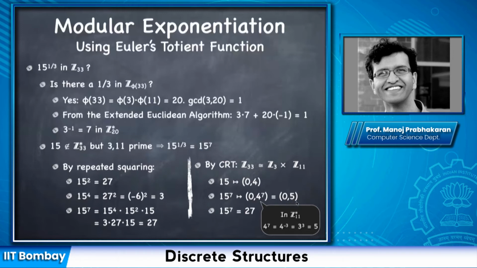And from the (0, 5), you need to go back to some number modulo 33. We have seen how you can do that using the extended Euclidean algorithm, or in this case, you can quickly verify the solution because you take 27 and it is 0 mod 3 and 5 mod 11. Okay, so that's the easy way to check this solution, the same solution in this case.